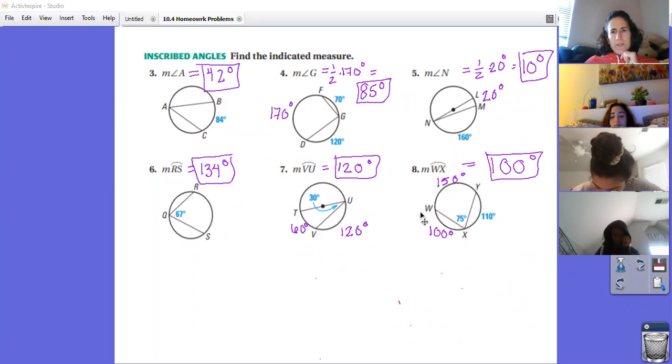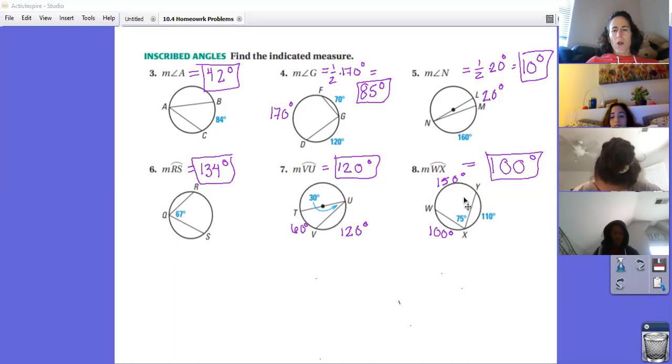So it's asking you for the measure of arc WX. So you have to find the measure of the other 2 arcs that make up the circle. So they gave you this one. Then this inscribed angle, if you double it, you get the measure of the arc. So that's 150. Wait, then what's the formula to find each side? Well, the full circle is 360, and WX is part of it.